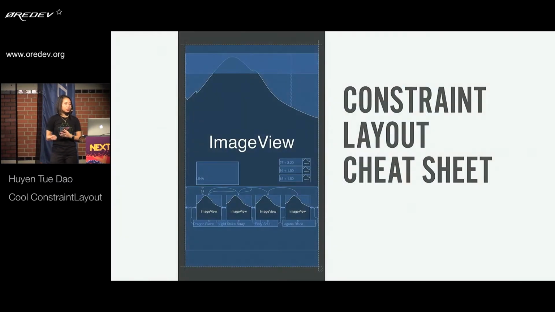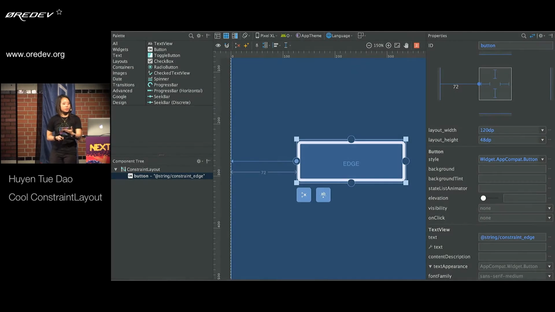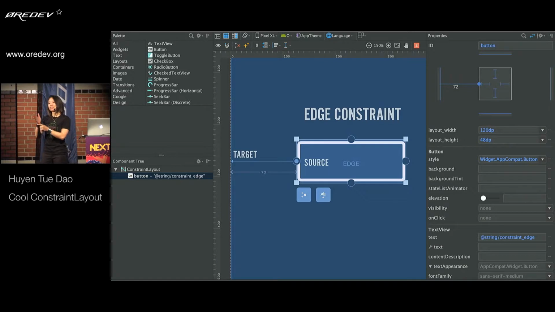Now, just to go over a few things for those of you who haven't quite used constraint layout a bit, we're going to talk about some terminology. So the very simplest constraint relationship in constraint layout is the edge constraint. The edge constraint is basically positioning one side of a view relative to another. And edge constraints always consist of a source and a target. So the source is the view that you're constraining and the side of that view that you want to constrain. And the target is the view and the side of that view to which you constrain.